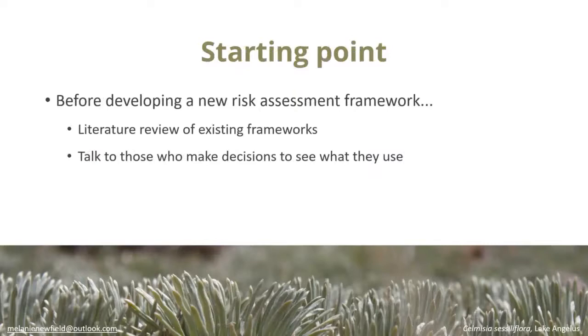One of the obvious places to start for developing a new framework is looking at what's already there, which I think is a fairly sensible place to start. The obvious thing to do is a literature review, but as well as that, we're talking to decision makers to find out what they're actually using for their decision making processes, what sort of risk assessment inputs they use, and what their experiences are of using risk assessment and decision making. So that's the project that I've been doing: these two parts, the literature review and the interviews.